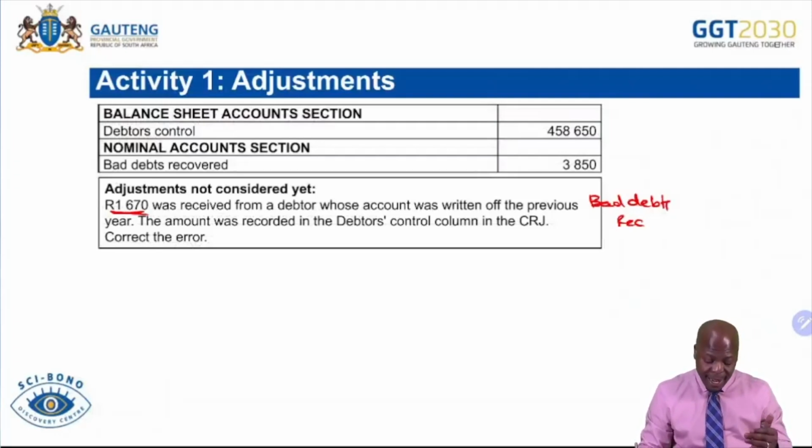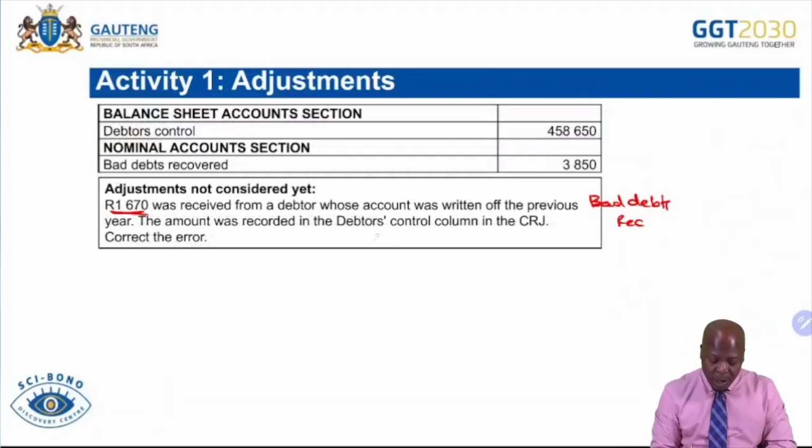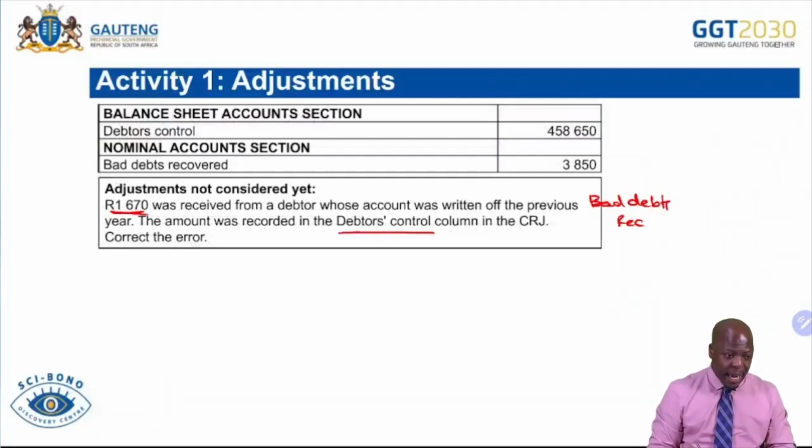Once an account is written off, it is no longer part of the debtors control. So when that account is then recovered, it no longer affects the debtors control. Are we together? It affects only your bank as well as your bad debts recovered. But these people have recorded the amount in the debtors control. Then they say correct the error.